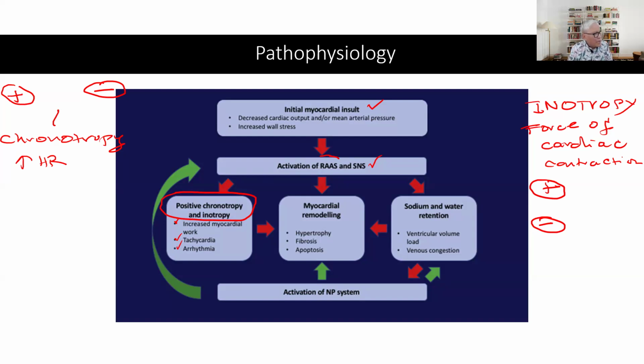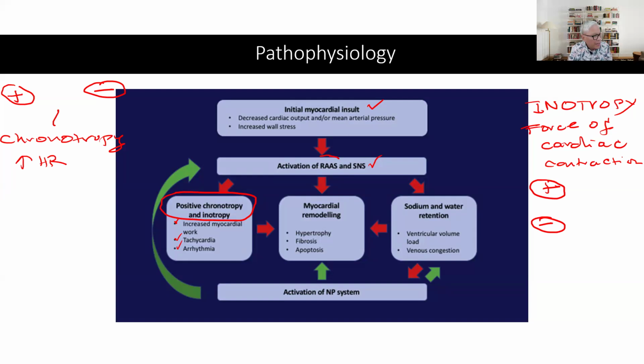And then, of course, when you have destruction of heart muscle, you're going to have myocardial remodeling. And what exactly is remodeling? Remodeling is the change of the shape and structure of the heart. An example of that would be an enlargement of the heart, known as hypertrophy, or fibrosis or scar formation, as well as apoptosis or the death of cardiac tissue. So those are some of the things that are going to occur.